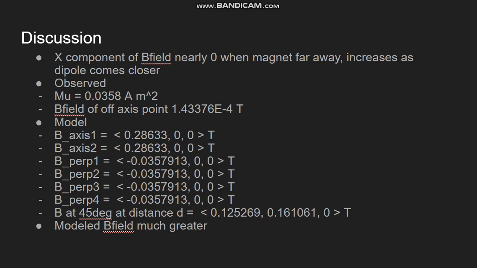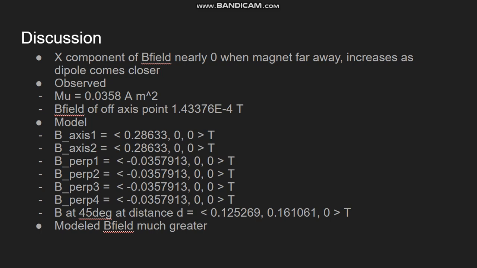We found that the x component of the B field is nearly 0, if not completely, when the magnet is far away. However, as the distance between the magnet and the magnetometer lessens, the B field starts to increase. We found the magnitude of the dipole moment to be 0.0358 A·m², and the B field of the off-axis point to be 1.43376 × 10⁻⁴ teslas.